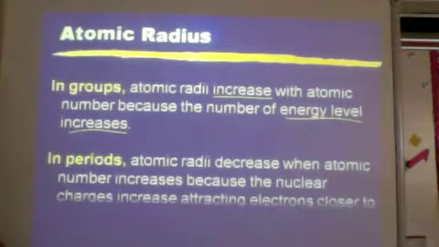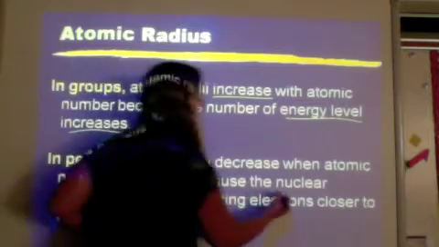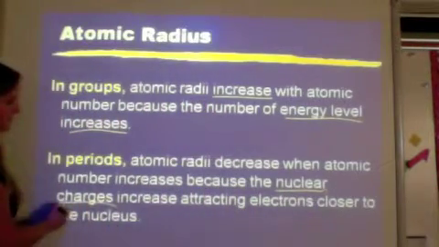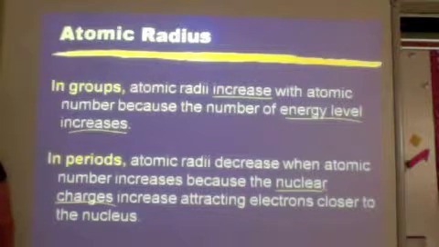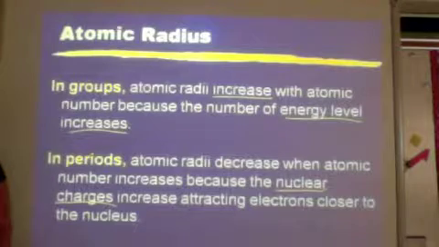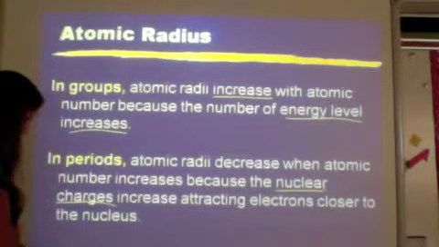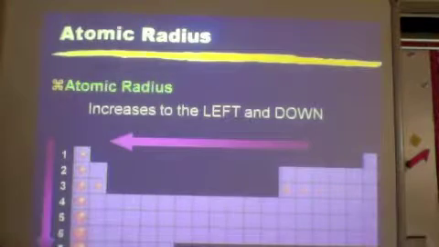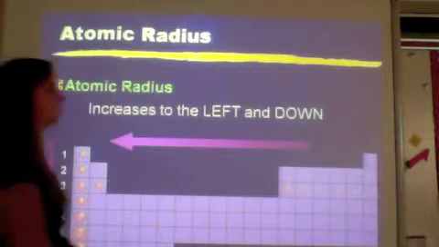As you move across, it all comes back down to the same words that we were just looking at with ionization energy: nuclear charge. Because of that attraction between the protons and electrons as you're moving across the period, it causes those electrons to move towards the nucleus. Again, draw the arrows showing the trend. Atomic radius increases as you go left and down.